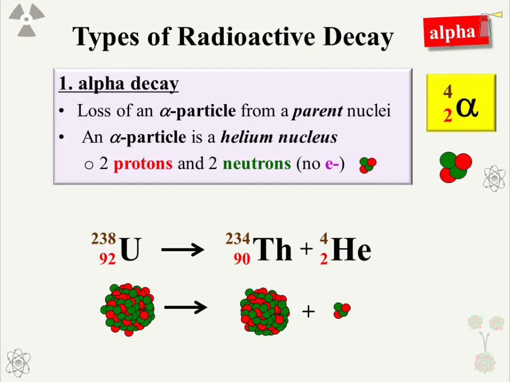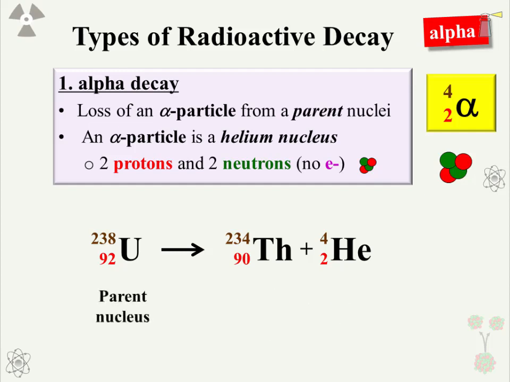For now, there's a couple terms that should be covered, such as parent nuclei. This is the isotope prior to decay. The atom or isotopes or ions that come out of decay are called the daughter nuclei. Both the thorium and helium are daughter nuclei in this reaction. The parent-daughter naming does make a certain sense because one comes from the other.